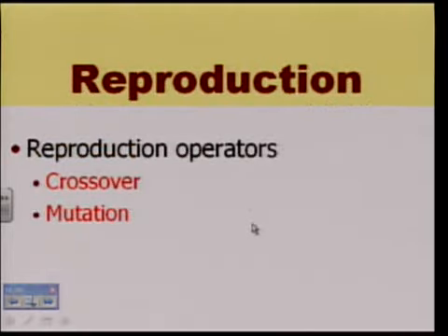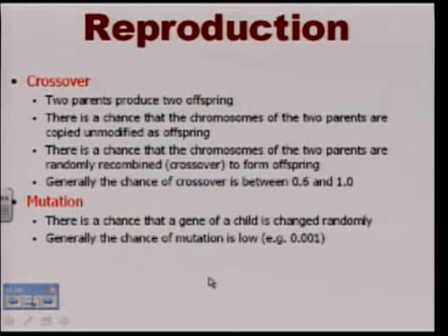And if you think about what are the important operators in so-called genetic algorithm, there are two procedures people can say are important to generate new feasible solutions. One is so-called crossover, the other is mutation. Crossover relies on the encoded parents to generate the offspring. So you can say two parents produce two offspring, and there's a chance that the chromosomes of these two parents are copied unmodified as the offspring. And there's also a chance that the chromosomes of these two parents are randomly recombined to form the offspring, and people call that a crossover. And you can design your chance of having the crossover, the location could be random, and the probability of crossover, you can say maybe within 0.6 to even 1.